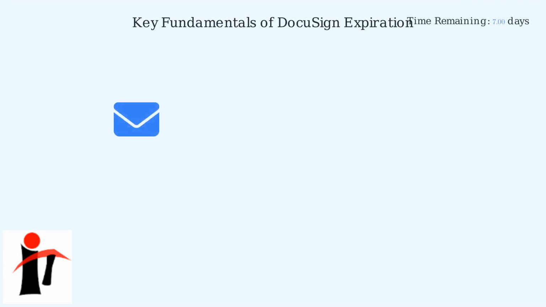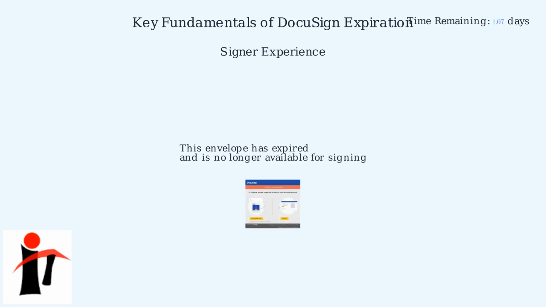Expiration applies to the entire envelope, not individual fields. This ensures consistency across all document elements. Signers receive a clear message when an envelope expires, preventing further access. This protects both parties from unauthorized actions.